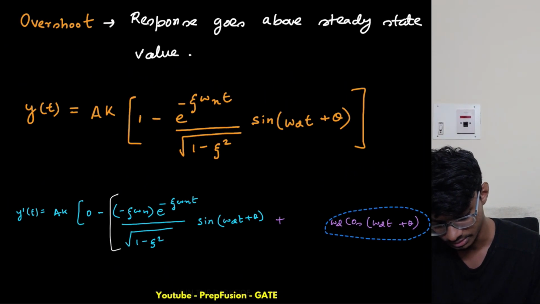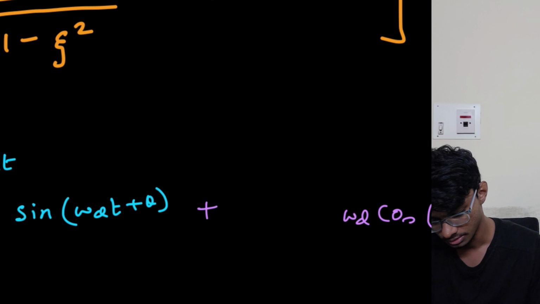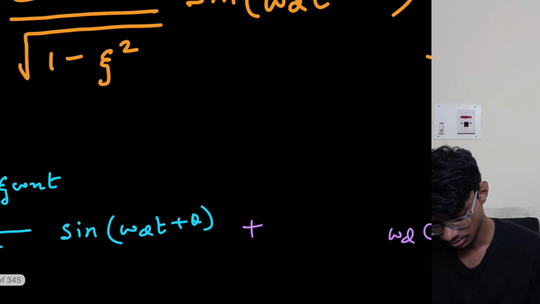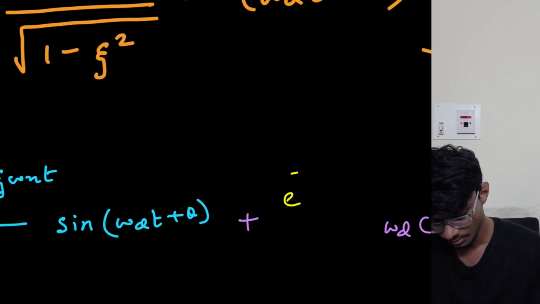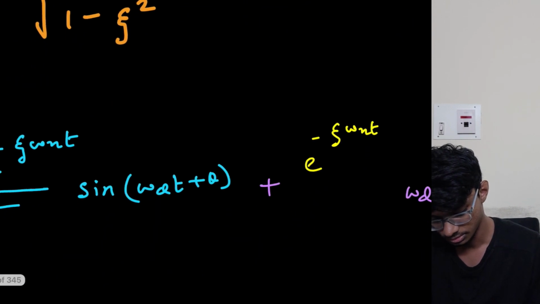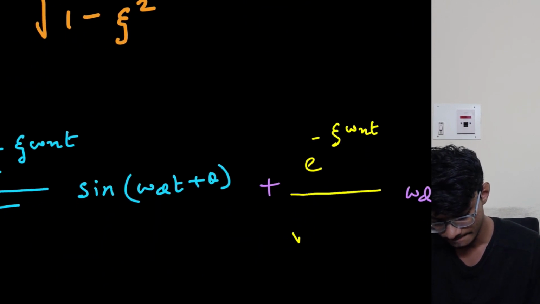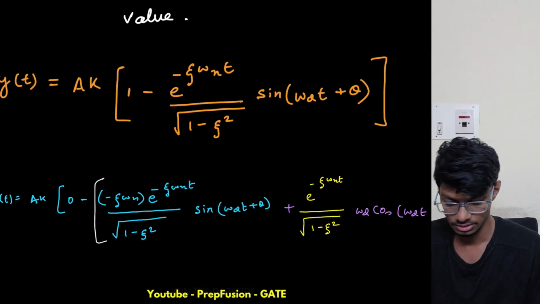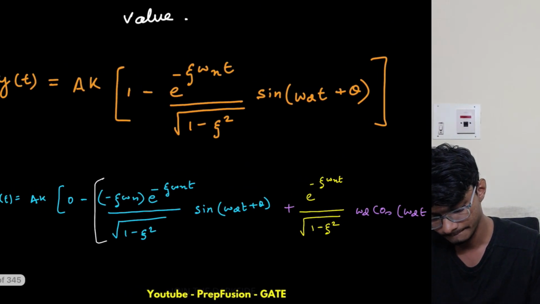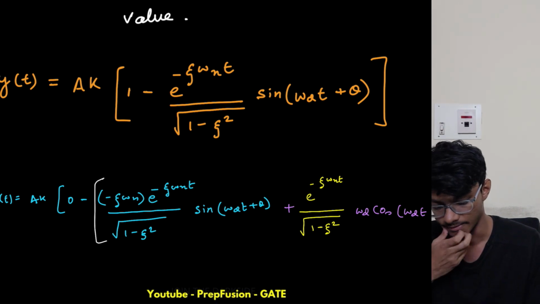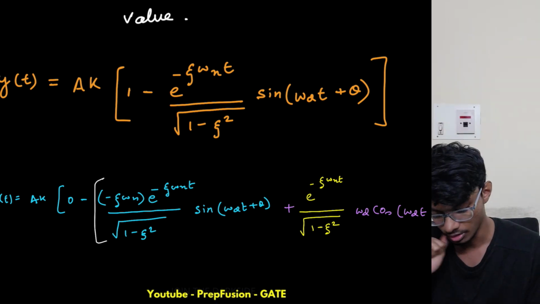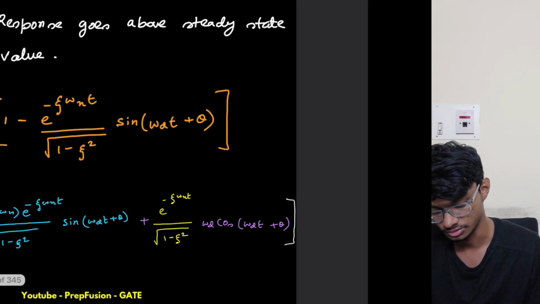Do I have enough space? Yes, I think just enough space. So this term will be outside. What is this? This is e raised to the power zeta omega n divided by under root 1 minus zeta square. So this is basically my differentiation, right? Now my y dash of t will be equal to 0, right?